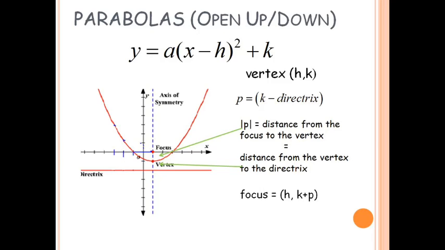There's an absolute value around the p because distance is always positive, but the p itself could be positive or negative. And we're going to use p to help us find the a value in the equation. If you're looking for the coordinates of the focus when it opens up or down, the focus is (h, k plus p).